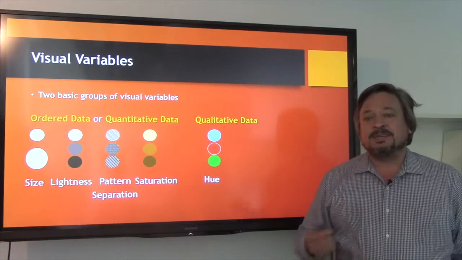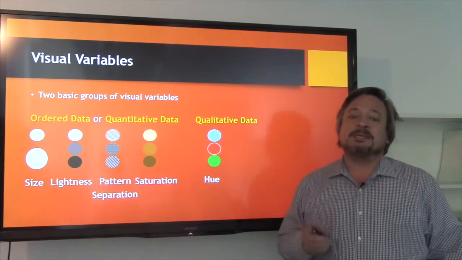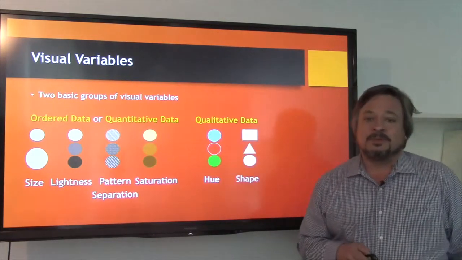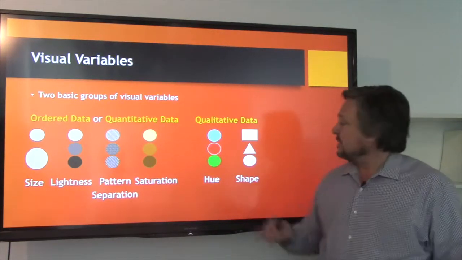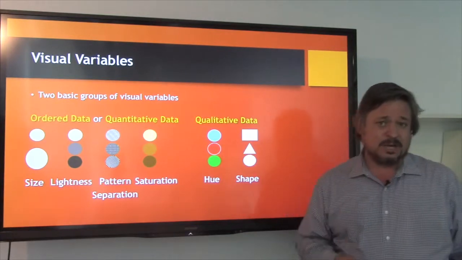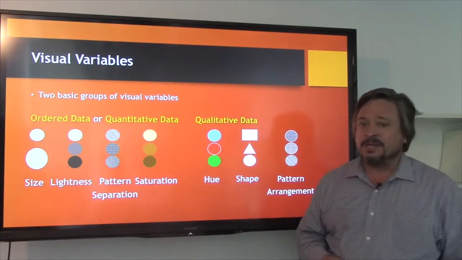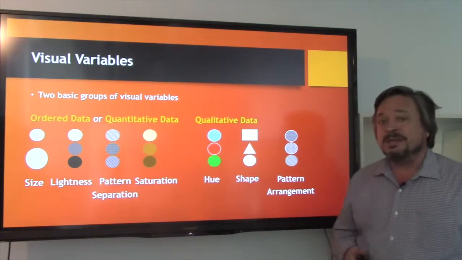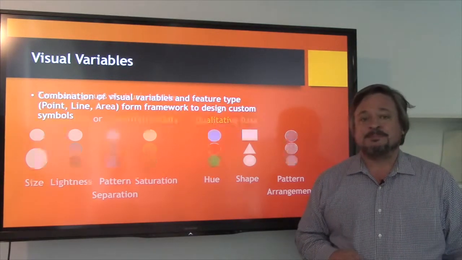Over on the qualitative side, we think of apples and oranges, like what makes things different. So we think of hue, or the difference in color. We think about shapes, that circles, triangles, and squares are unrelated. And we think about pattern arrangement in terms of different types of patterns within a symbol.